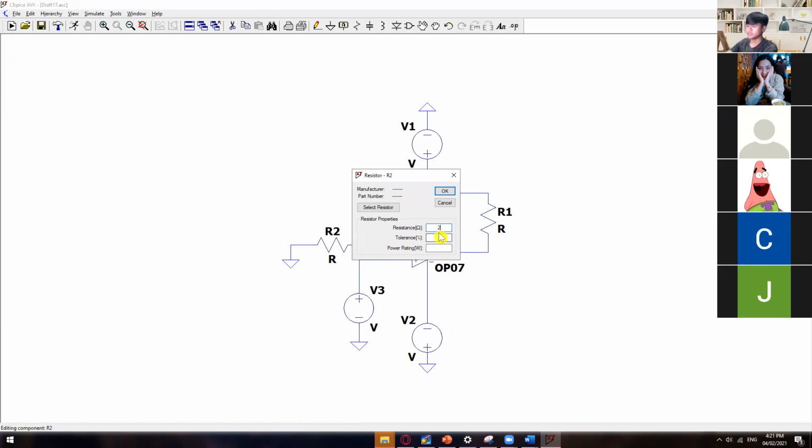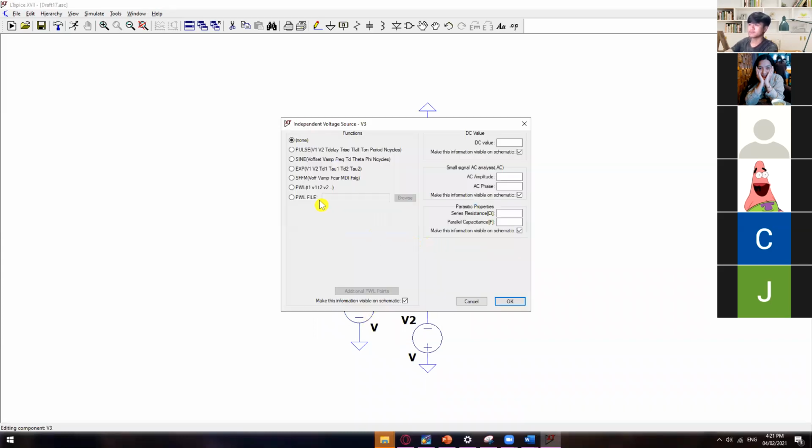By default, this one is 250. And then we have here a voltage input. Instead of having a DC value, we'll use AC. So we'll go sine, and I'll use 5 volts and then 60 hertz.